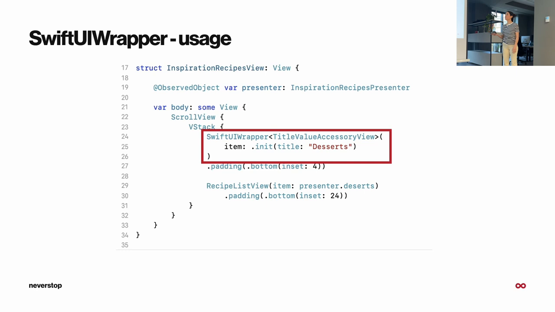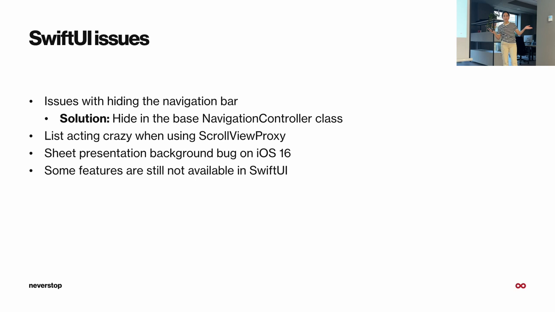We've bragged about how good SwiftUI is, which it is, don't get me wrong, but of course not everything about it is nice and shiny and we did encounter some issues with it. One of those issues was with hiding the navigation bar. So when we tried to push one view controller, hide the navigation bar, then push another view controller and show the navigation bar, it actually didn't work as expected. So the solution was to hide it in the base navigation controller class.